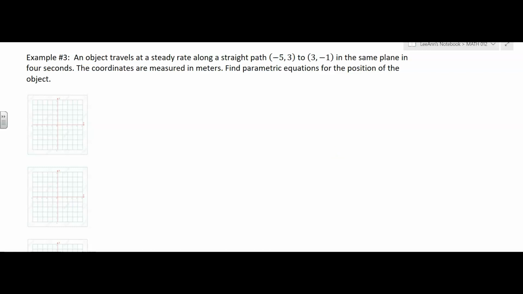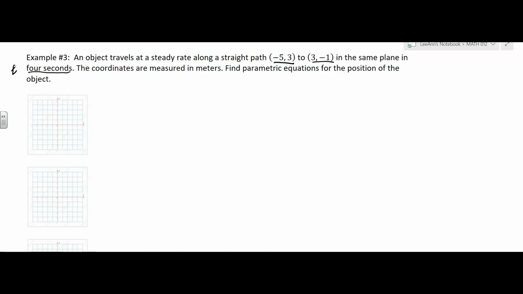Okay, so an object travels at a steady rate along a straight path. It's starting at the point -5, 3, and it's traveling to 3, -1. That's fine. You could graph that, but I'm not going to do that right now. In the same plane, in 4 seconds. So that's the time element right there. The t is from 0 to 4. It's taking from 0 to 4 seconds for that object to travel that path. The coordinates are measured in meters. Find parametric equations for the position of the object.